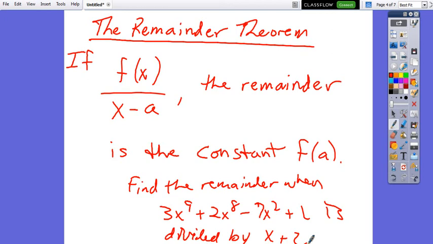So we can do that. Well, that's going to be ugly. Never mind. Let's don't do that. But that will give us the remainder. In other words, f of negative 2 would be our remainder. Whatever I get when I plug negative 2 into this function, that's going to be my remainder. Did I have to do long division to do that? No. Or synthetic division? No.